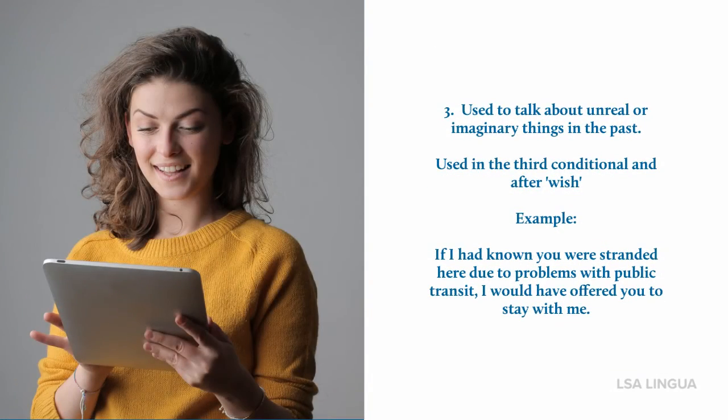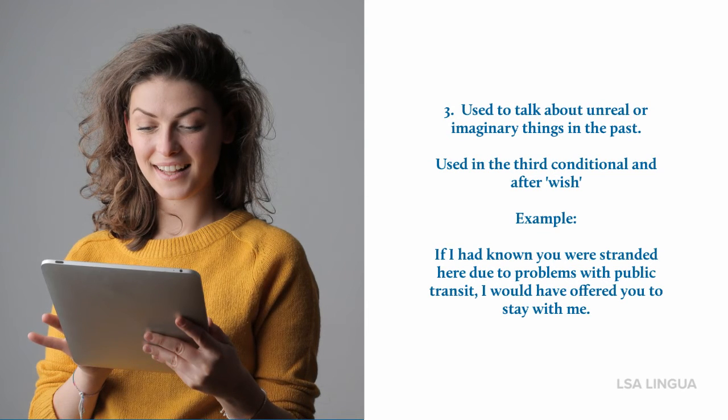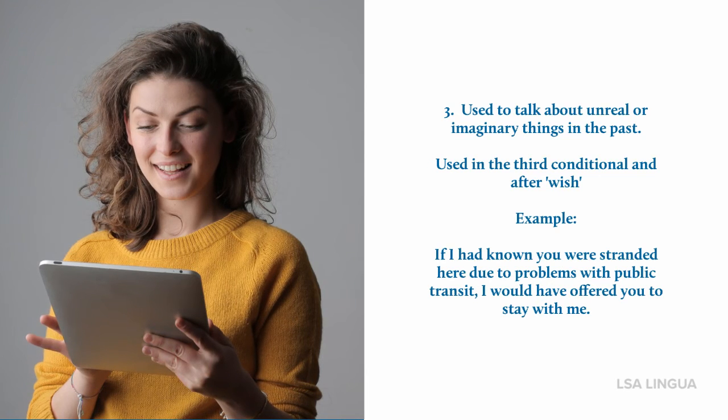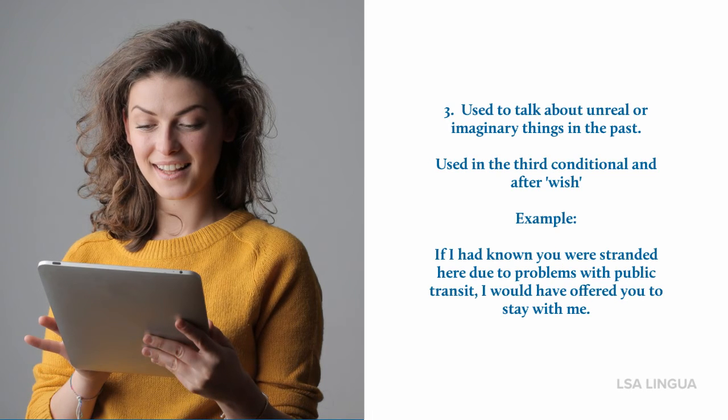And finally, the past perfect is used to talk about unreal or imaginary things in the past, so it's used in a third conditional and after wish. For example, if I'd known you were stranded here due to problems with public transit, I would have offered you to stay with me.